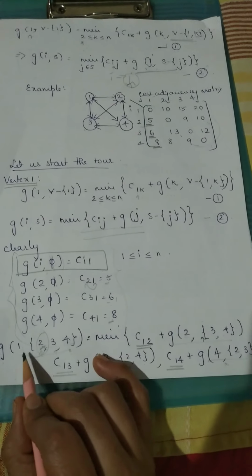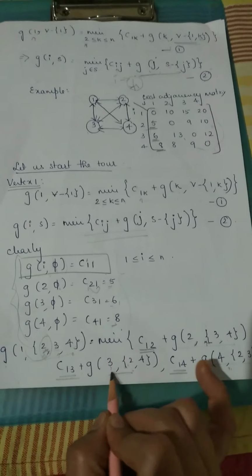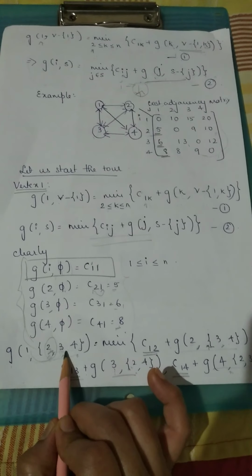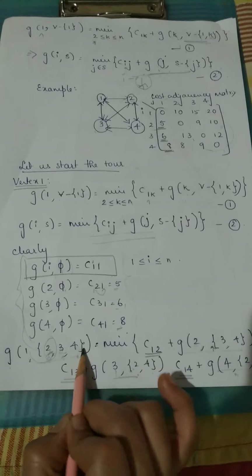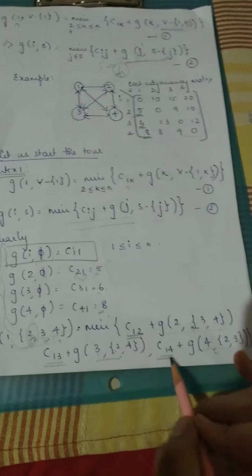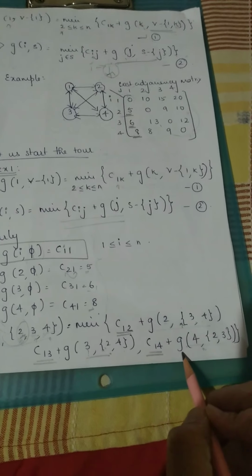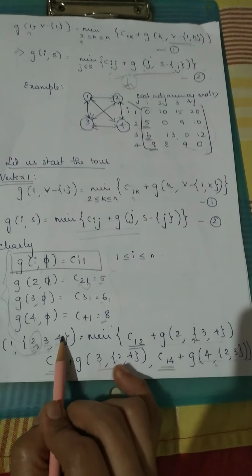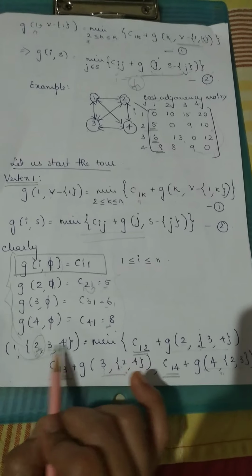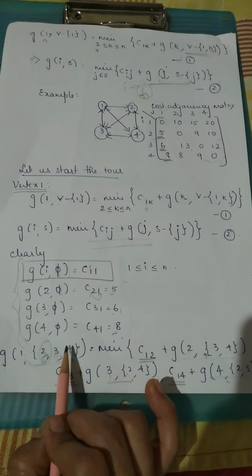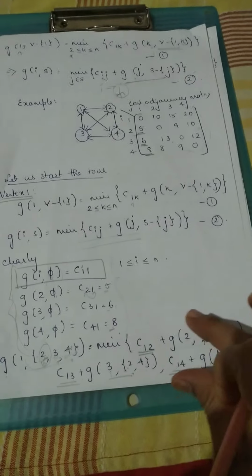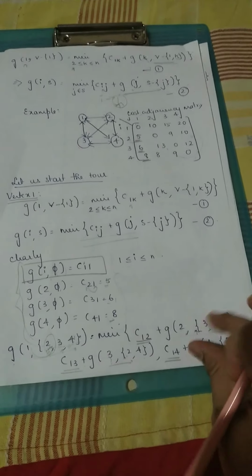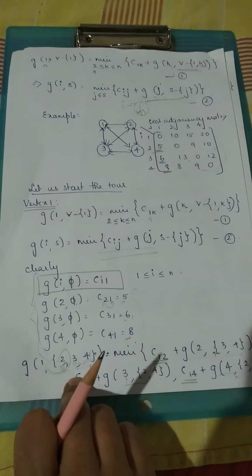So, here, now 1 to 3 plus G of, if I take J as 3, I need to find out 3 to 2, 3 to 4 minimum cost. C of 1 to 4, if he reaches with minimum cost, then I need to find out from 4 whether he can travel with minimum cost to 4 to 2 or 4 to 3. That we need to find out. So this is a formula we got for this solution.